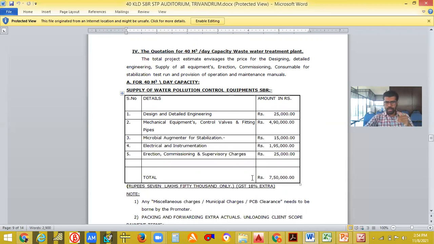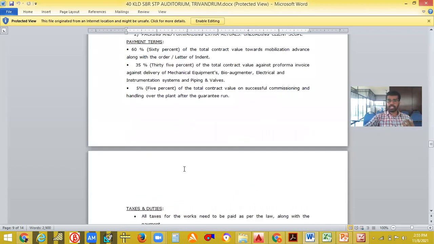Okay, they have subdivided how they got this 7,50,000. They have given design and detailed engineering 25,000, mechanical equipment, control valves, fittings, etc. 4,90,000, microbial aggregator for stabilization 15,000, electrical and instrumentation 1,95,000, erection, commissioning and supervisory charges 25,000. So when you add all these, you will be getting 7,50,000. And GST is extra, 18% has to be extra also. Not only that, civil works also will be extra.